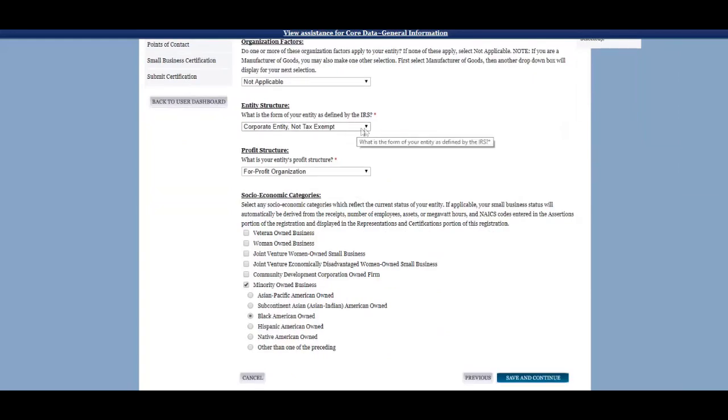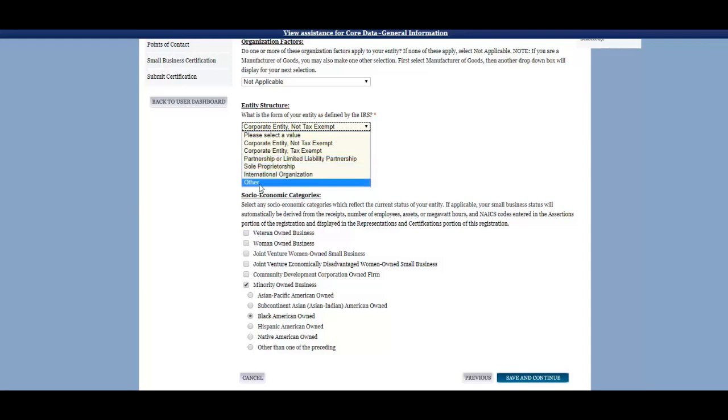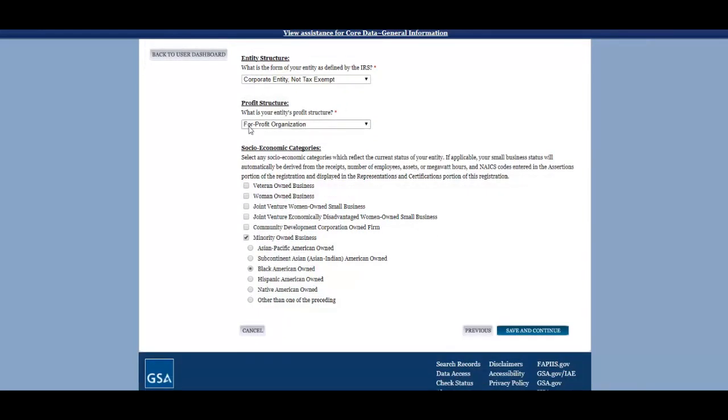Entity structure. What is the form of your entity as defined by the IRS? We are a corporate entity, not tax exempt. As you can see, your choices are corporate entity, tax exempt, partnership or limited liability partnership, sole proprietorship, international organization, or other. So we are corporate entity, not tax exempt. We'll leave that as it is. Profit structure, well, we're for profit. You have nonprofit or other not-for-profit organization as your choices.